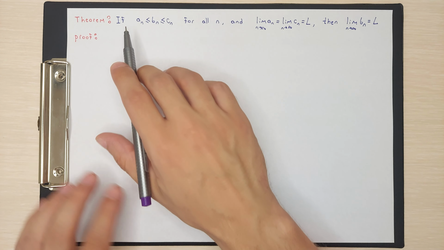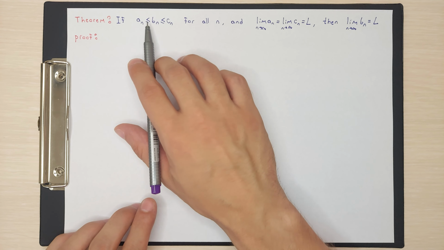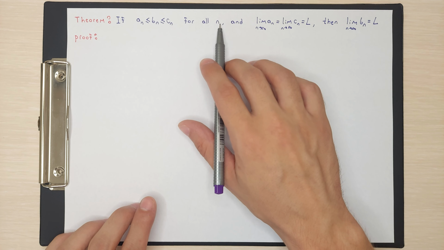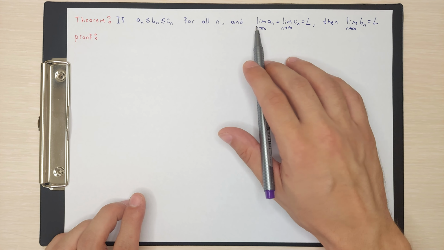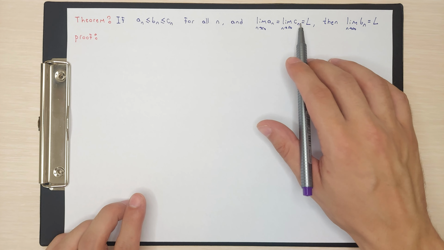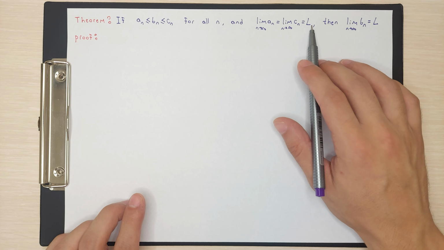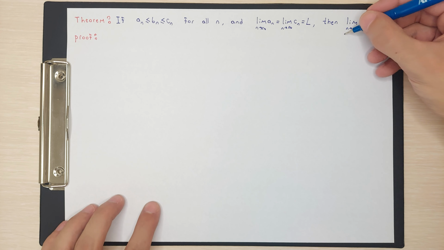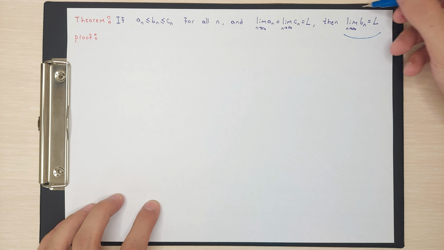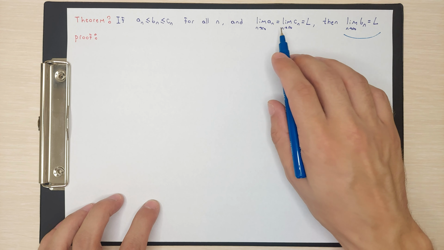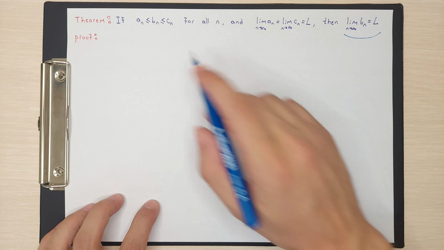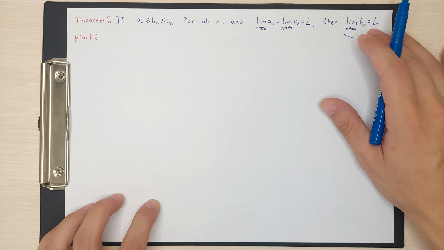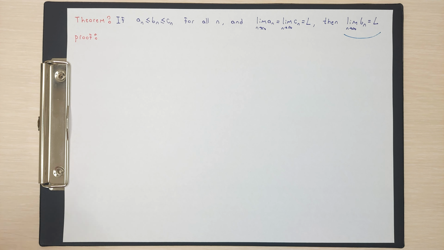Consider this theorem. This theorem says that if an is less or equal than bn and it's less or equal than cn for all values of n, this is an assumption, and also limit an equals limit cn and it equals L, this is another assumption, right? Then the result is coming, limit bn is L. This is what we are going to prove by using our assumptions. We have two assumptions and we have only one result. We need to prove that result by using those assumptions, but how?